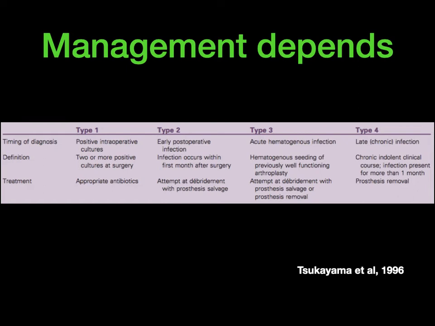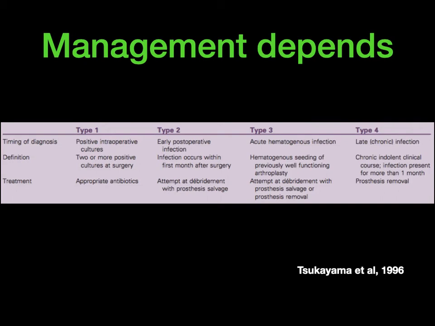Type 2 refers to an infection that occurs within the first month of the surgery, and these are the cases where an attempt to salvage the prosthesis with just a debridement and washout can be recommended. In the knees, it would mean a liner exchange. In the hips, it may mean an exchange of the head and possibly a liner.